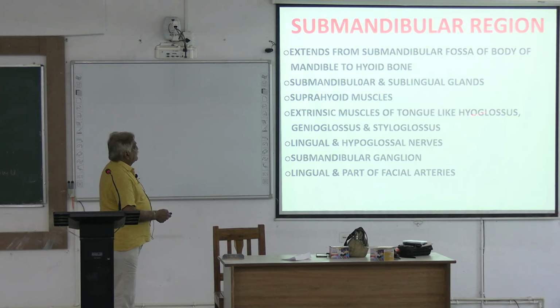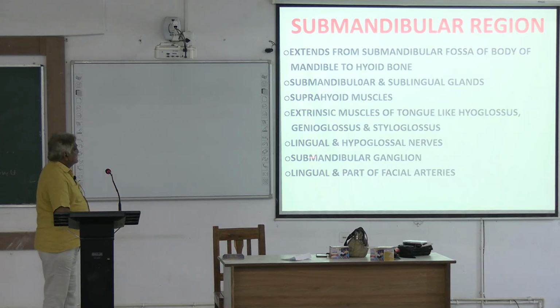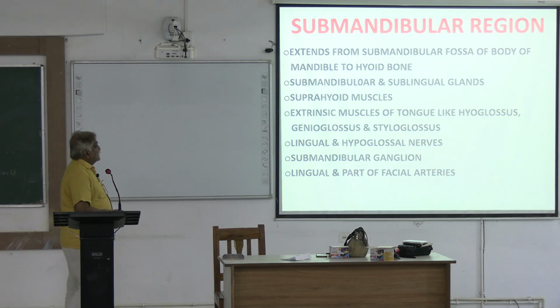This is hyoglossus from the hyoid bone, this is genioglossus of the tongue, and the styloid process to the tongue. Now, lingual and hypoglossal nerves, submandibular ganglion, lingual and part of the facial arteries.